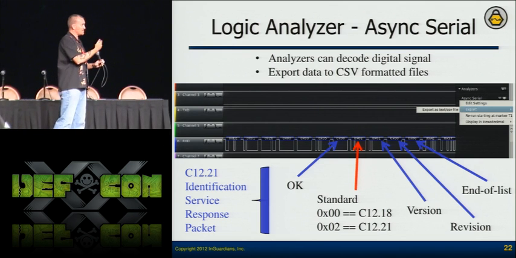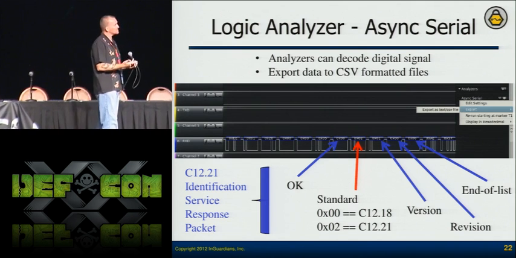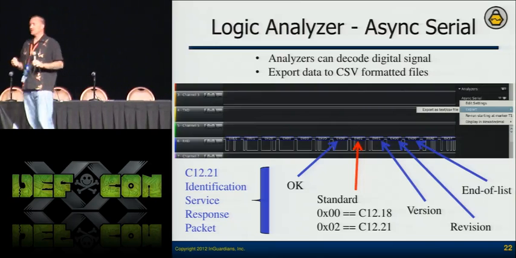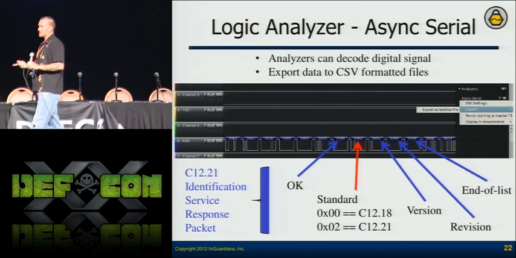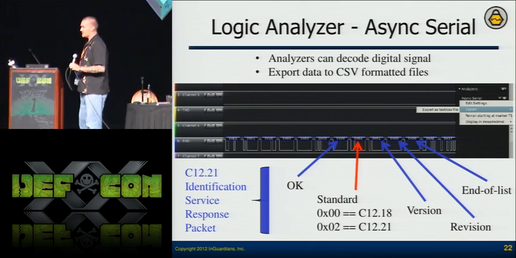And for this, it's just async serial. The NIC and the metrology board are just communicating via async serial. And what I can do is not only use the analyzers to show me the data it's parsing, but I can also export it to a CSV file.